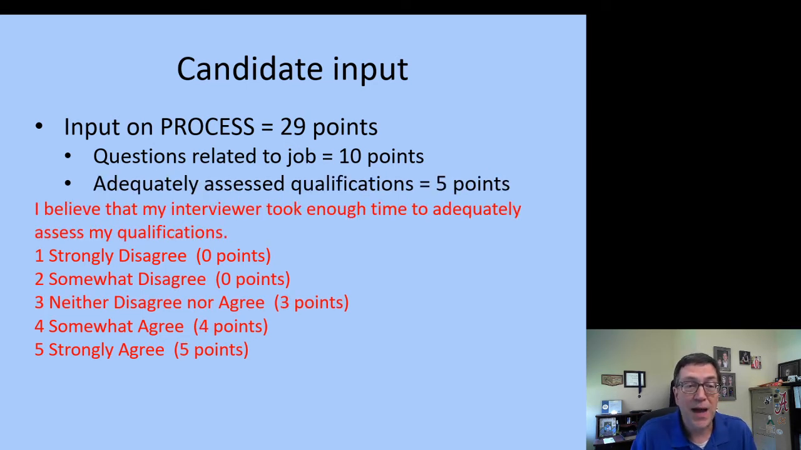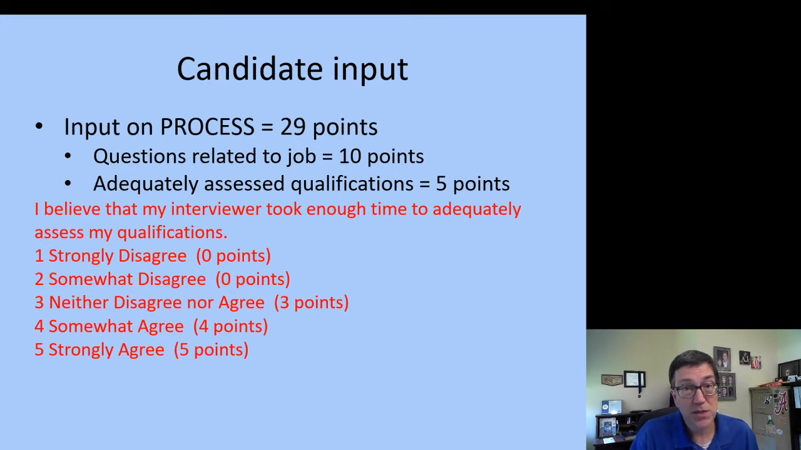5 points, I believe that my interviewer took enough time to adequately assess my qualifications. And that's why I stress trying to get beyond about 15 minutes and get towards 30 minutes. I'd have to say as a candidate, even though a lot of interviews are 10 or 15 minutes, you couldn't possibly have gotten to know me in 15 minutes. 30 minutes, 45 minutes, yeah, you took the time to adequately get to know me and figure out if I could do this.